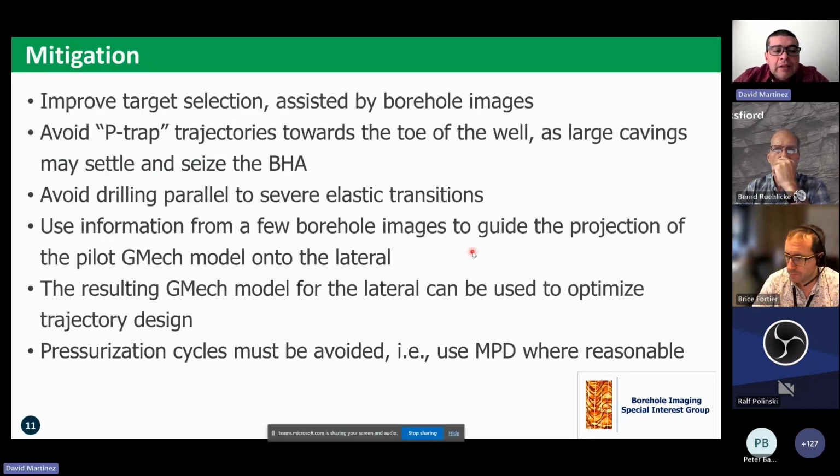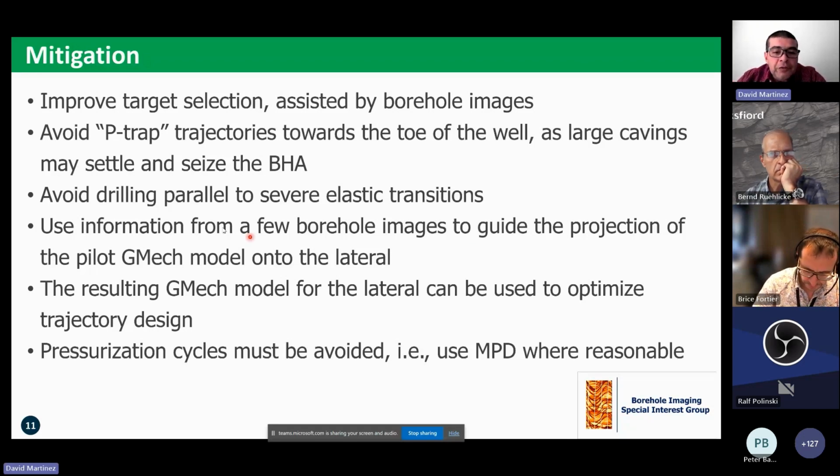So just a little summary of what is usually done to mitigate these issues. You improve target selection when you have the opportunity to do that from something that you see in images. A lot of the mitigation comes from just operational practices. One that is typically done is you avoid those P-trap trajectories, or you try to avoid having a trough in your trajectory towards the toe of the well, because those large cave-ins may settle and then seize the BHA.